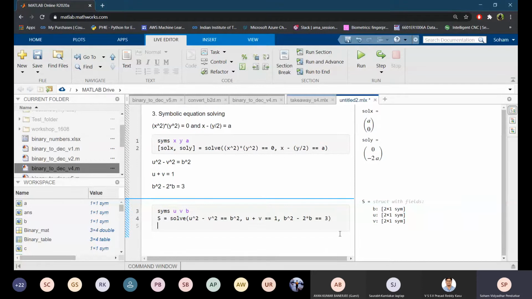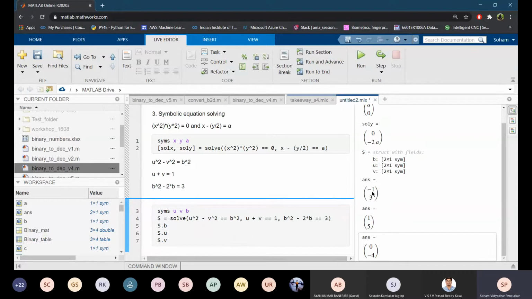So now let's see S dot B, S dot U, and S dot V. See, the answer of this. Okay, so B is -1, 3. So now you can see that -1, 1 and 0 is one solution. 3, 5 and -4 is another solution, right?